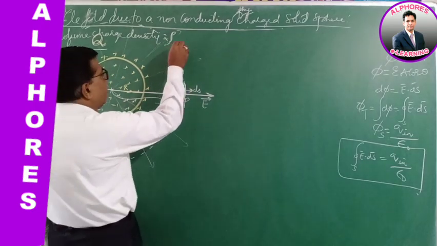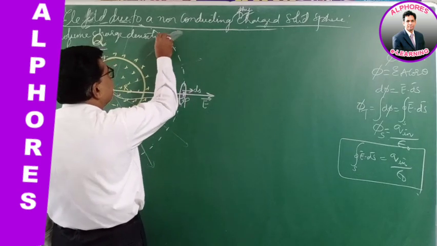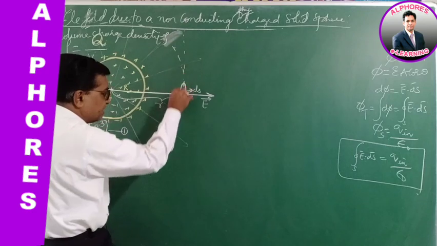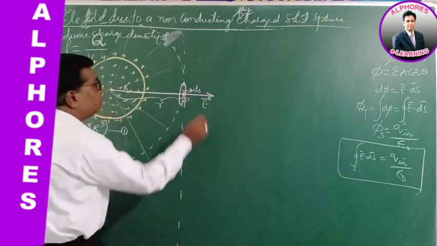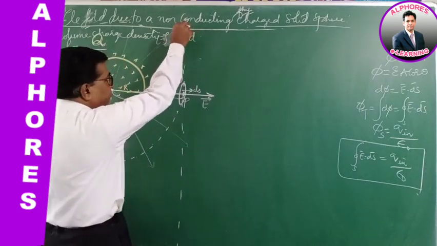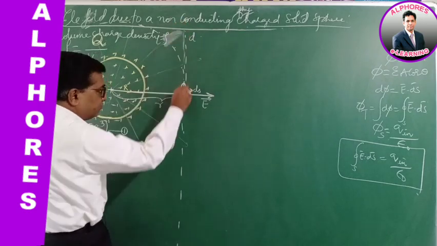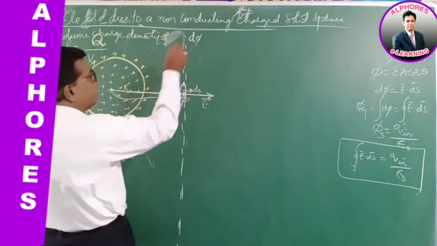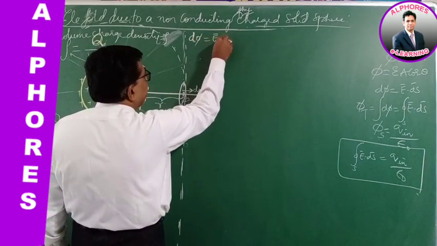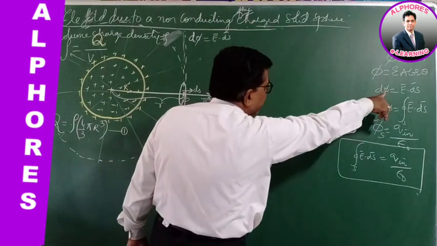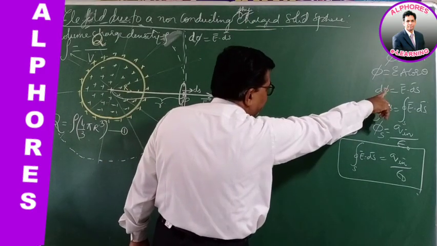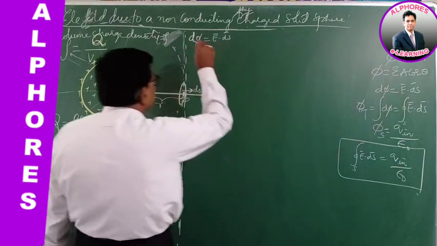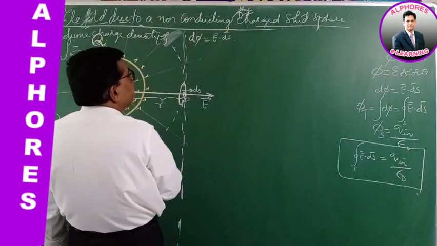Now, the small flux through the area element. Let me consider the small flux d phi through the area element. It is E dot ds. I have already specified the small flux for a non-uniform electric field. The small flux through the area element is E dot ds, so d phi is E dot ds, right?